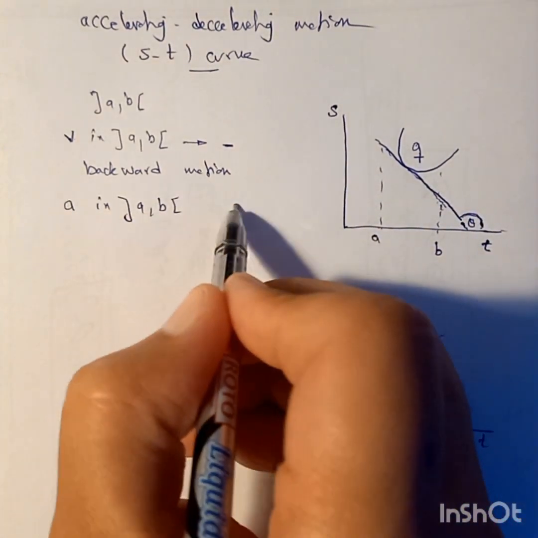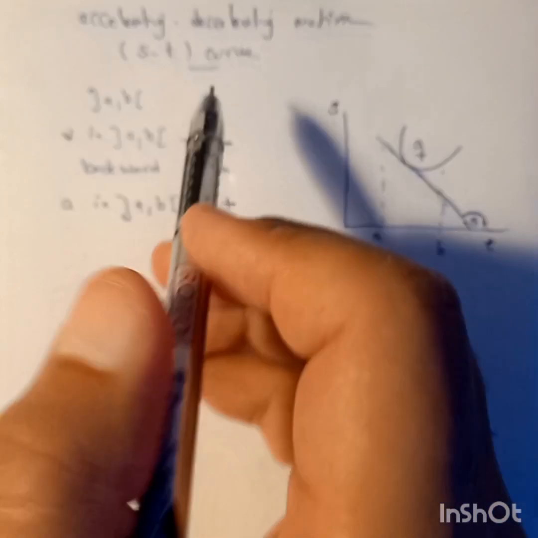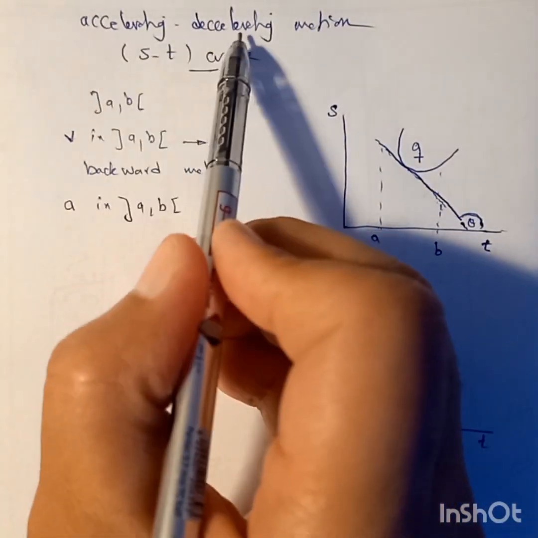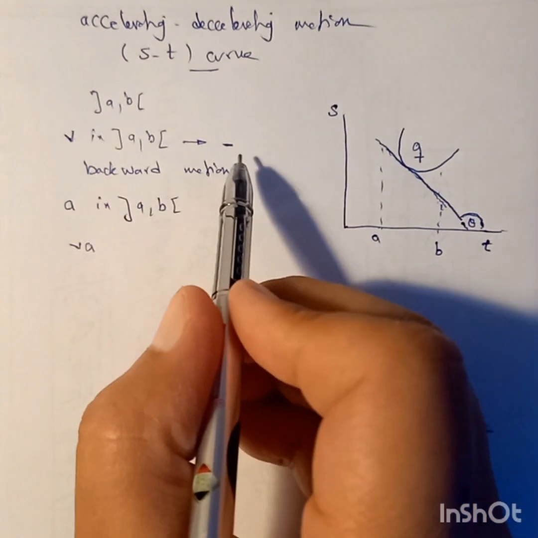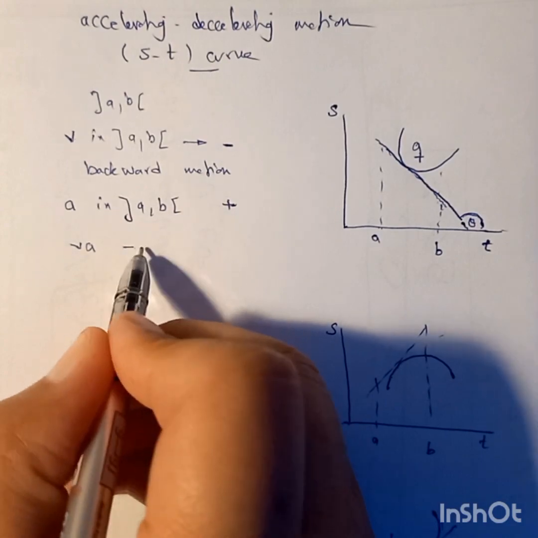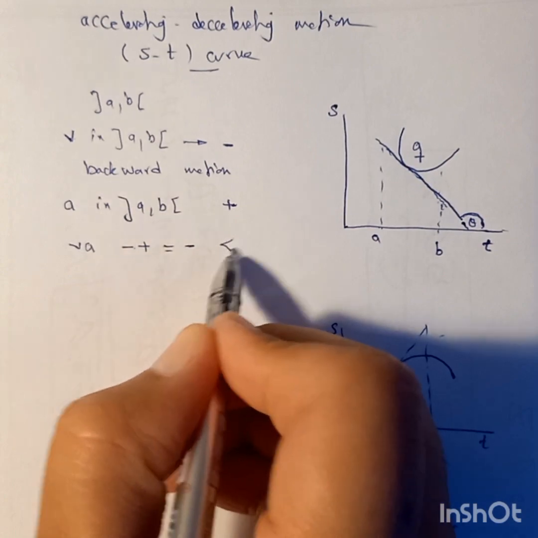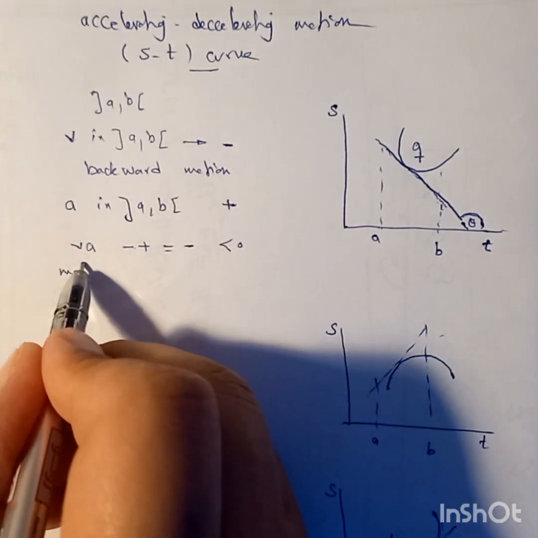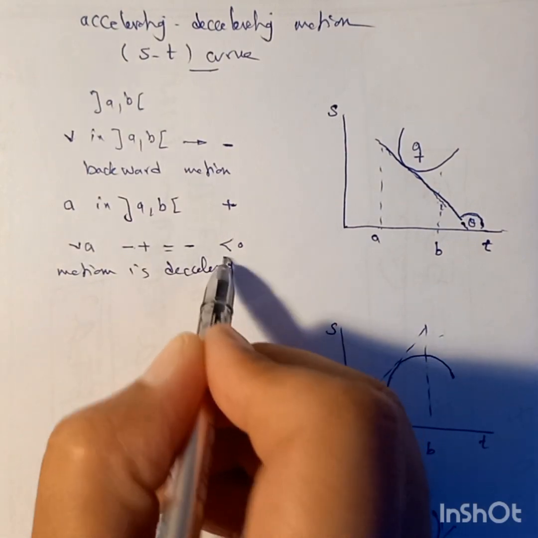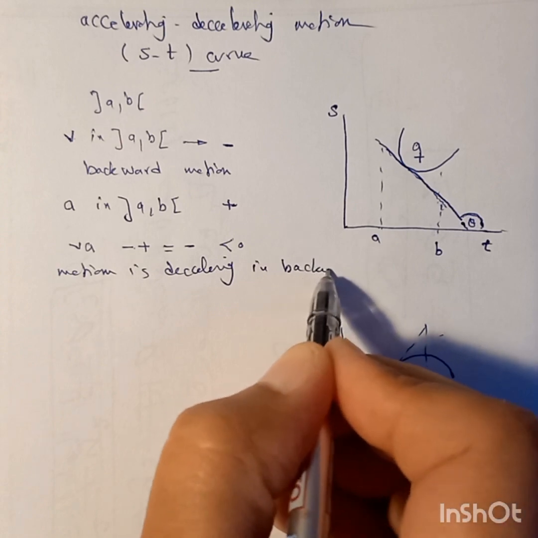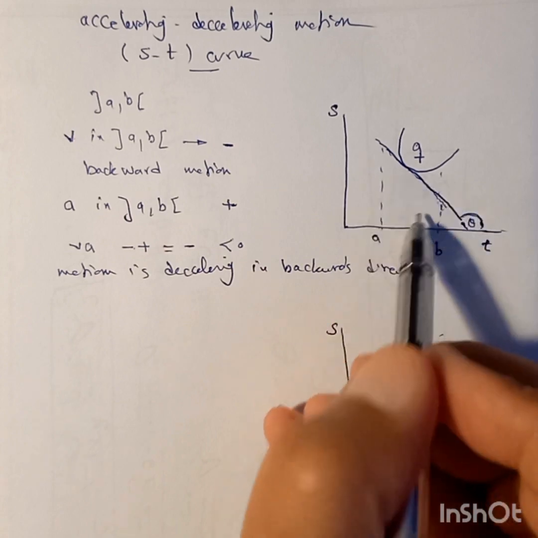Okay, then A is positive as we showed here. Then to find the type of the motion, if it's accelerating or decelerating, we have to multiply V cross A. Here we have negative cross positive, which equals negative. Then VA is negative, less than 0, so the motion here is decelerating, a decelerating motion in the backwards direction. This is for this first case.